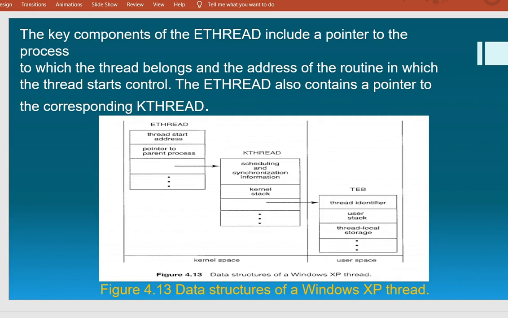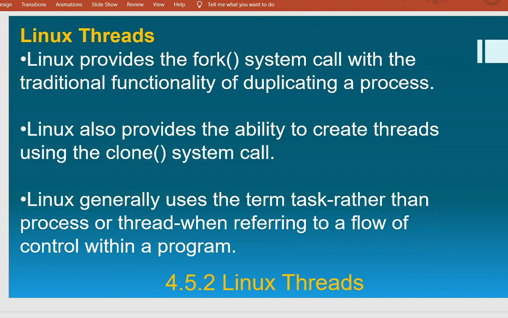The ETHREAD and the KTHREAD exist entirely in kernel space, which means that only the kernel can access them. The TEB is a user space data structure that is accessed when the thread is running in user mode. Among other fields, the TEB contains the thread identifier, a user mode stack, and an array for the thread local storage. The next example is the Linux thread.